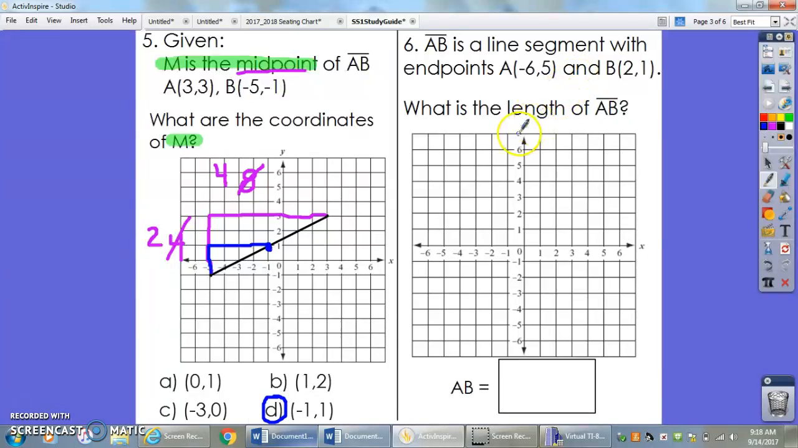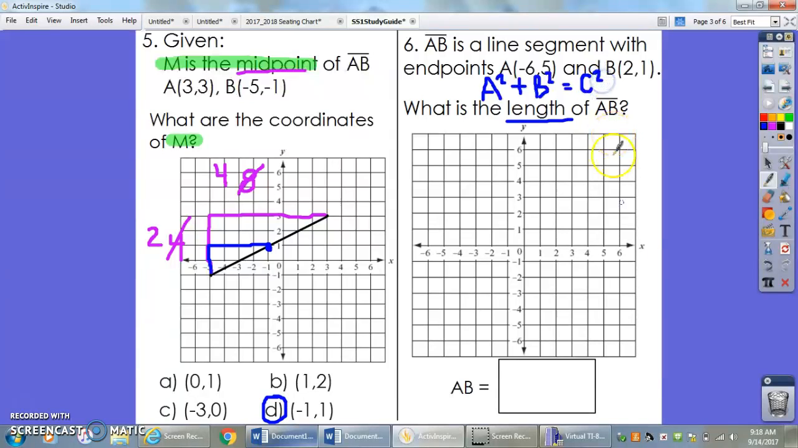Number 6. AB is a line segment with endpoints A and B. What is the length of AB? Okay, so length is the same as distance, and we're going to use the distance formula, which is the Pythagorean theorem. All right, we're going to use a squared plus b squared equals c squared. I'm going to write that down. A squared plus b squared equals c squared.